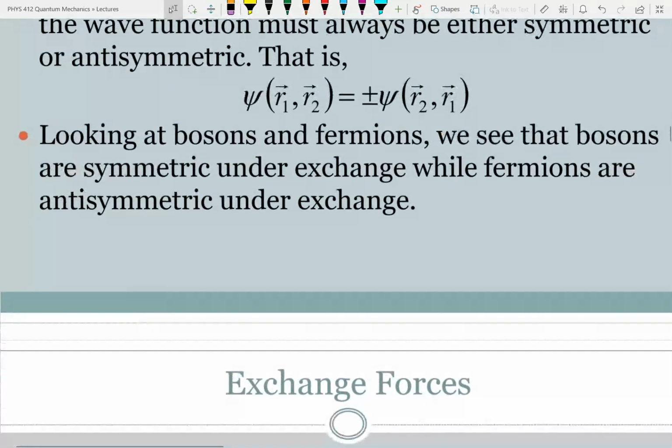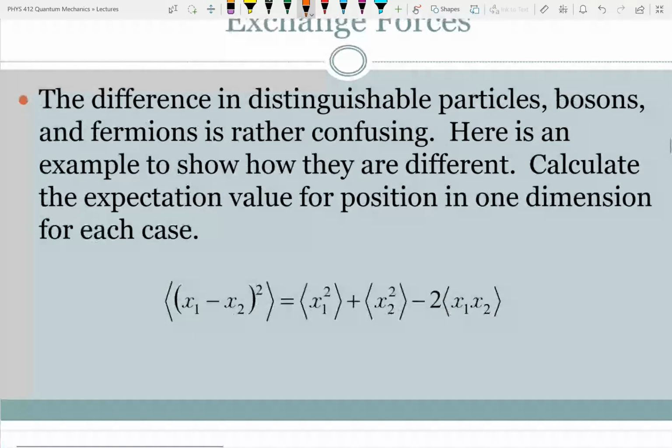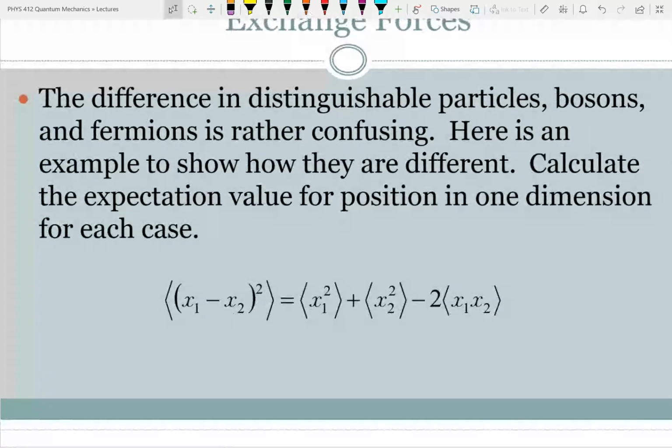So now if we look at them, we see that bosons are symmetric under exchange while fermions are anti-symmetric. What that means is this was the -1 eigenvalue, and this was the +1 eigenvalue, symmetric and anti-symmetric. So that's pretty straightforward. But this brings up some interesting things. What if we want to calculate x1 minus x2? x1 minus x2 is taking a one-dimensional case and taking the separation between them, or R. So this is really just the expectation value of R squared, the separation between the two.